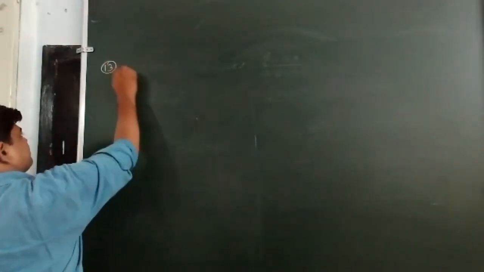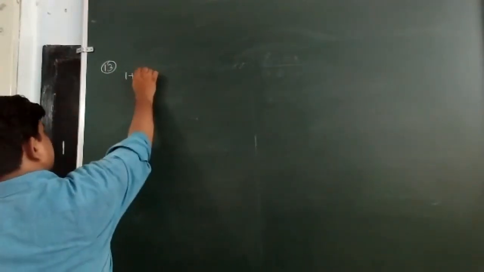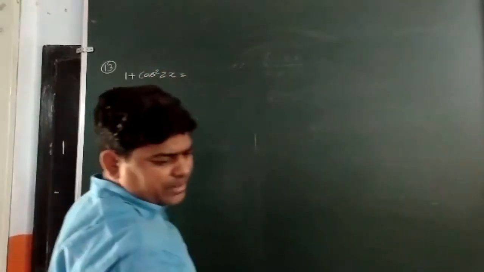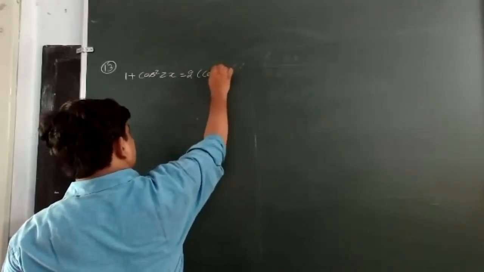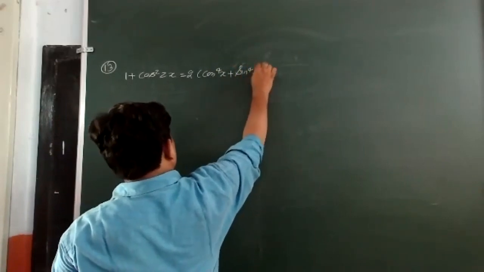Question number 13. We have to prove that 1 plus cos square 2x is equal to 2 (cos to the power 4x plus sin to the power 4x).